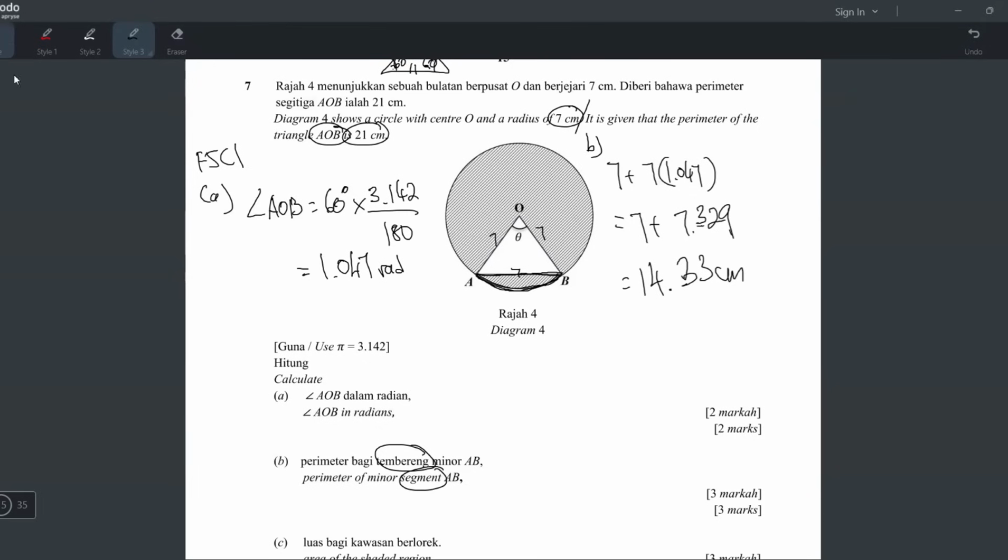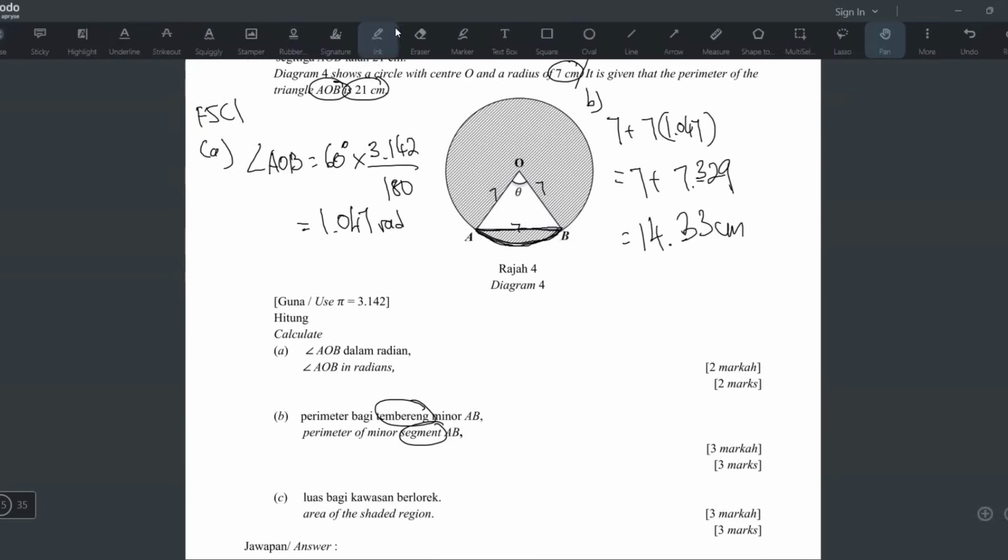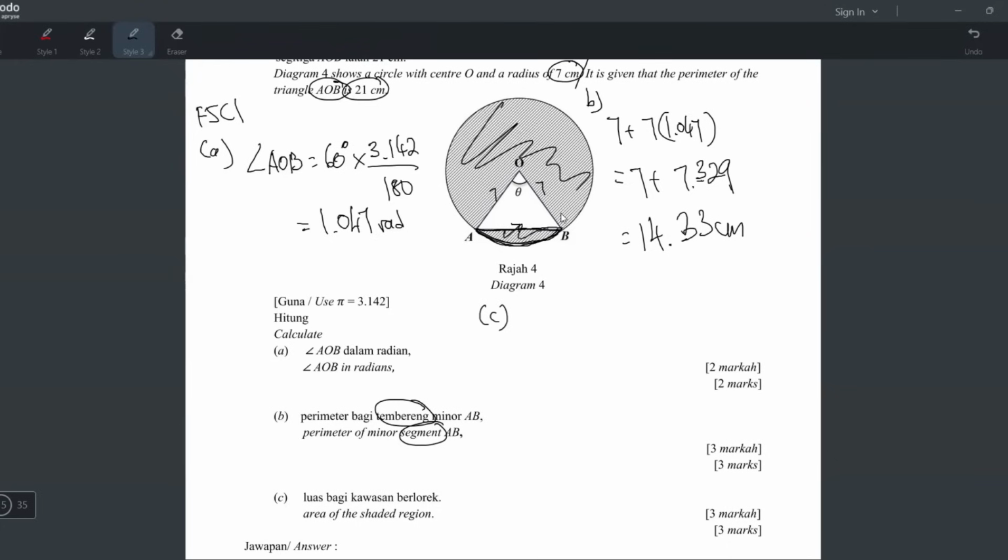So now we can continue. Okay, question C, area of shaded region. The shaded region is here and here, right? Instead of taking area of sector plus area of segment, there is a faster way to do it.